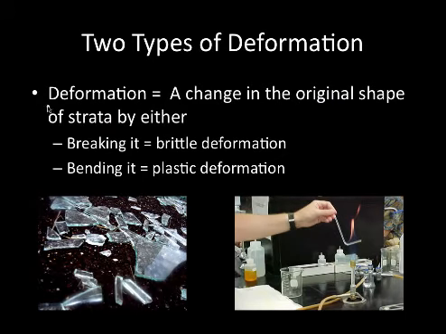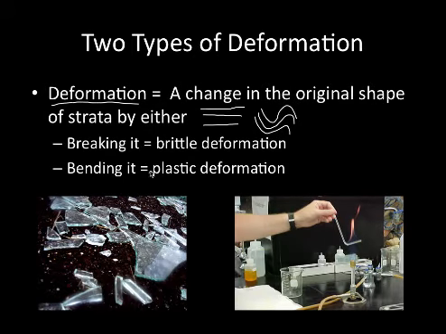So take out your notes, and let's go ahead and write down some vocab. Deformation. Deformation is a change in the original shape of strata. Again, strata is just layers of rocks. So here's some layers of rocks. And let's say we apply some stress, because deformation is caused by stress. And we bend these rock layers.